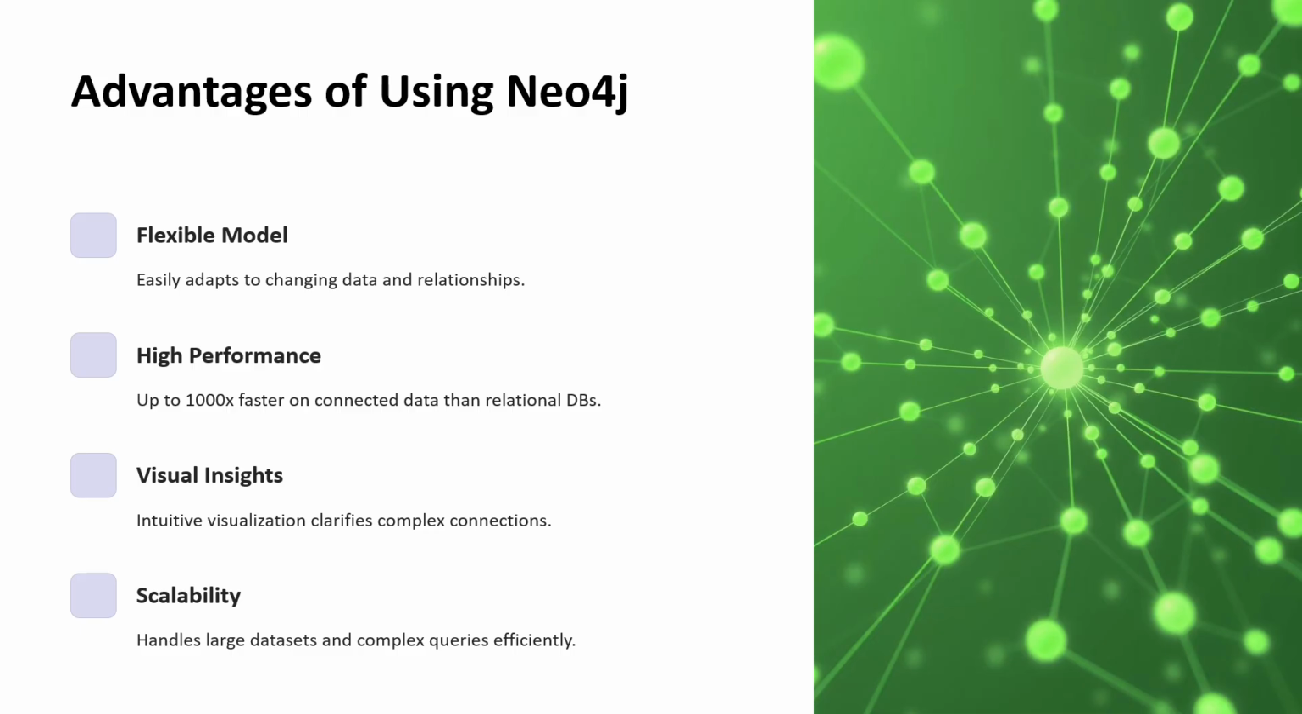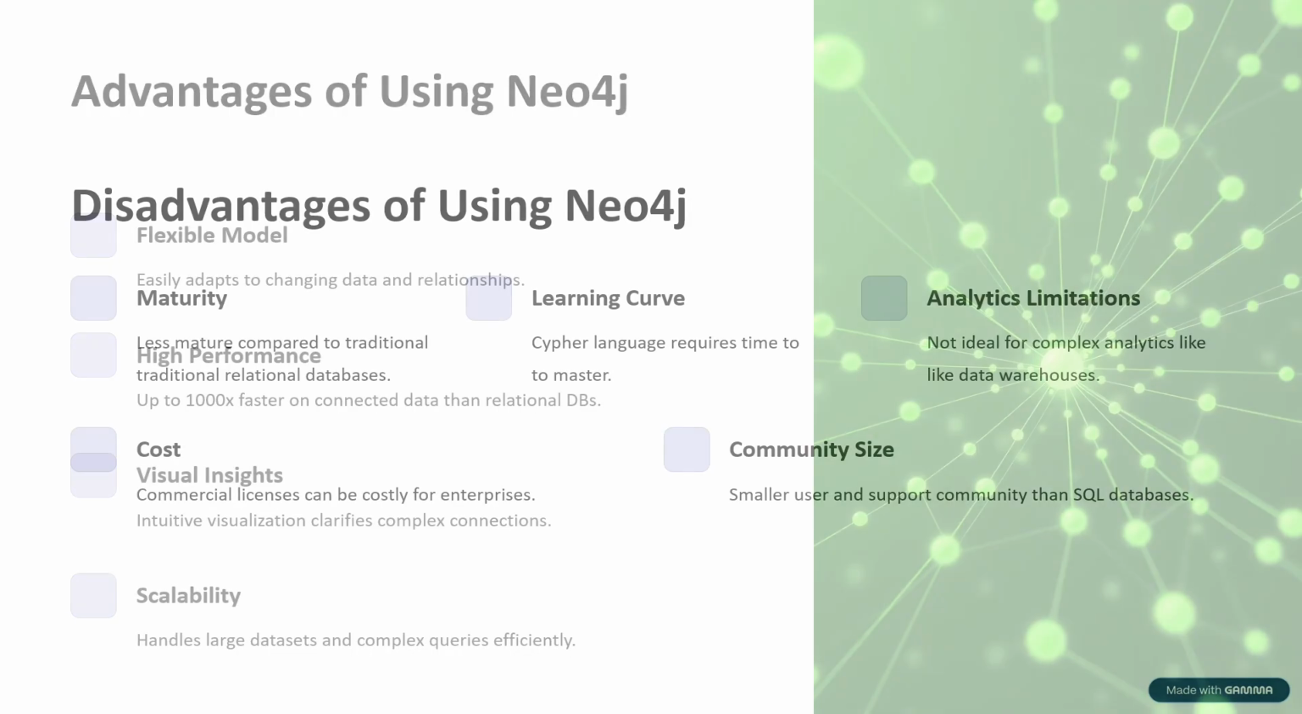And fourth one is scalability. It handles large databases and complex queries efficiently. Means it can handle a large amount of data and run complex searches without slowing down. This is great for big applications with a lot of user connections. So these are some advantages of the Neo4j graph database.